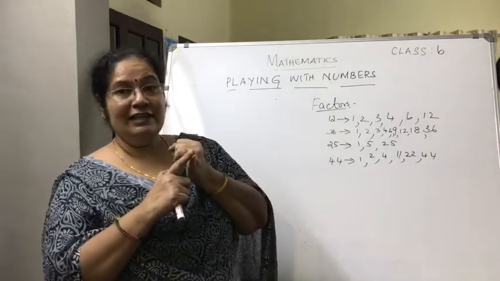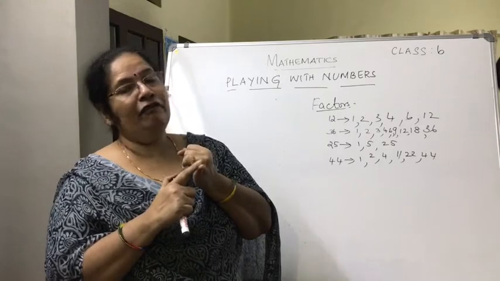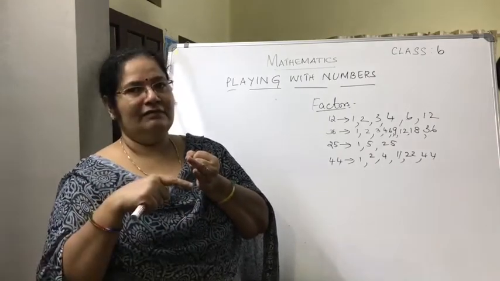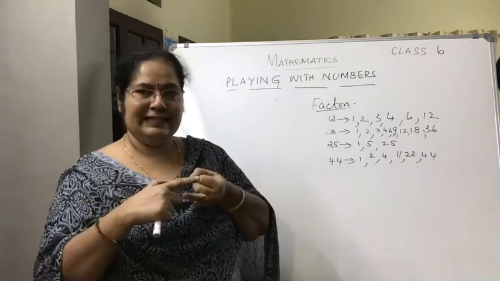So what is the first thing? 1 is a factor of every number. The number itself is a factor. Every number is a factor of itself. That's the second thing.